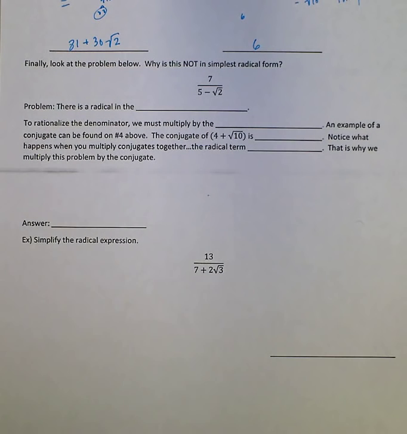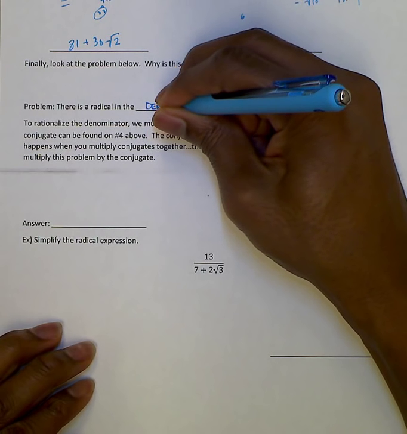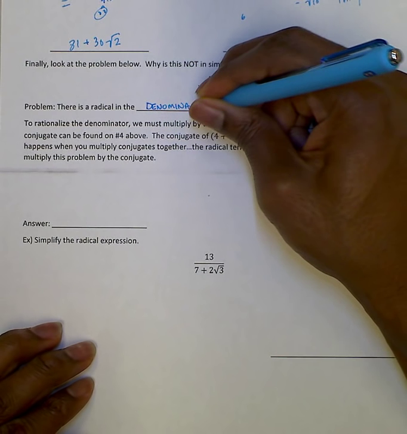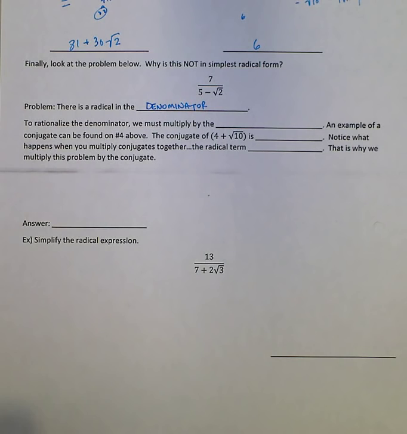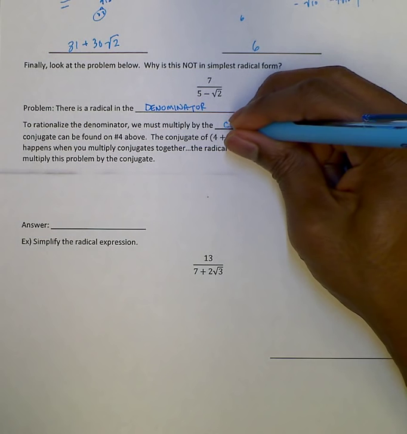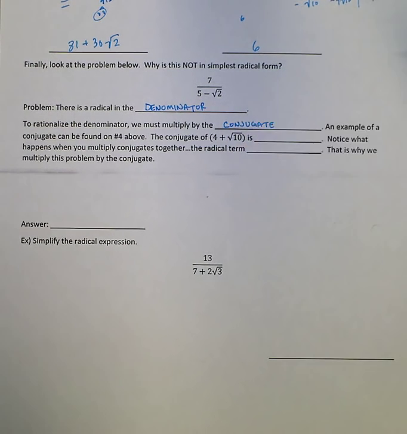It says, look at the problem below. Why is this not in simplest radical form? Okay. The answer is that there is a radical in the denominator. Remember, we cannot have a radical in the denominator. Okay. So to rationalize the denominator, we must multiply by the conjugate. Okay, and we'll figure out what a conjugate is in just a second.